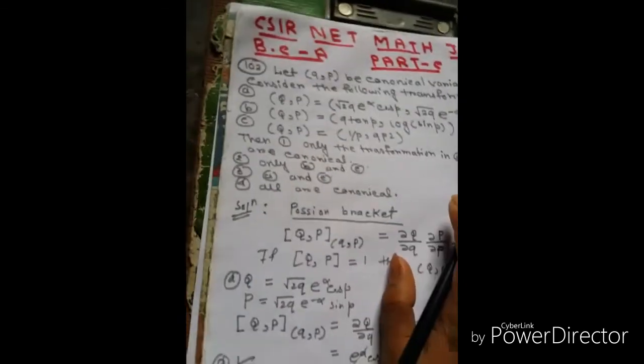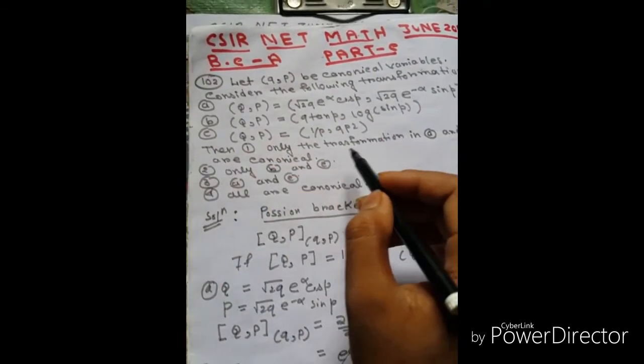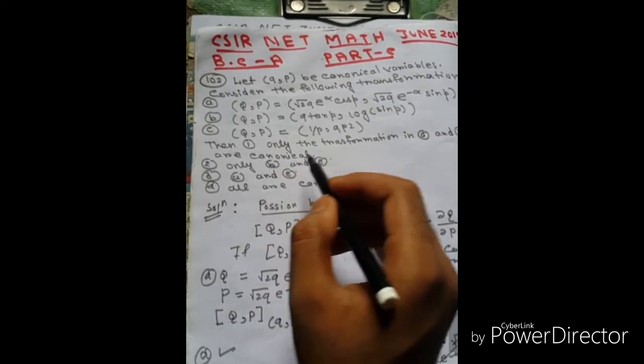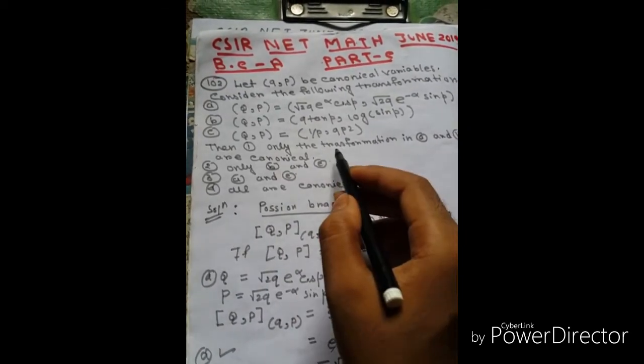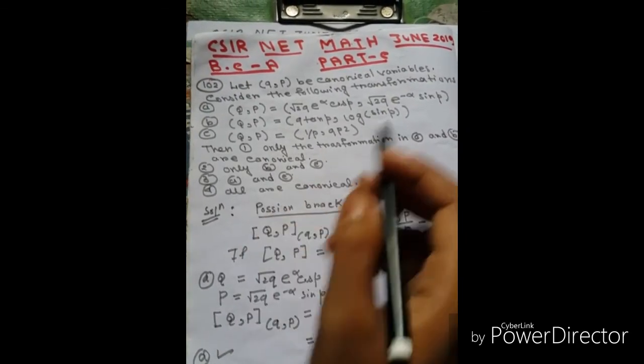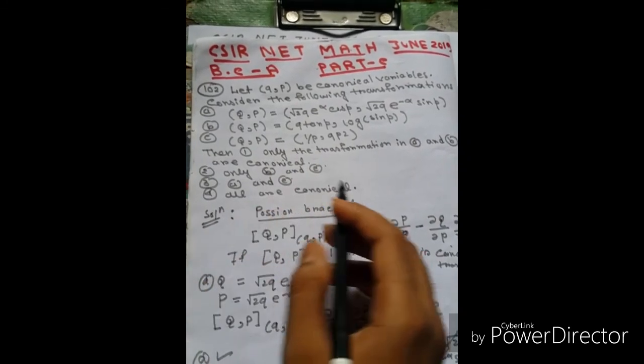So now check the options. Only transformations A and B are canonical? No. Only B and C are canonical? No. All are canonical. So option 4 is correct, right?